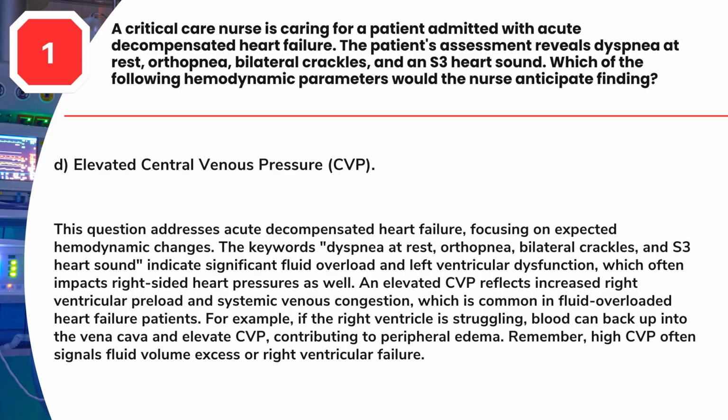An elevated CVP reflects increased right ventricular preload and systemic venous congestion, which is common in fluid-overloaded heart failure patients. For example, if the right ventricle is struggling, blood can back up into the vena cava and elevate CVP, contributing to peripheral edema. Remember, high CVP often signals fluid volume excess or right ventricular failure.